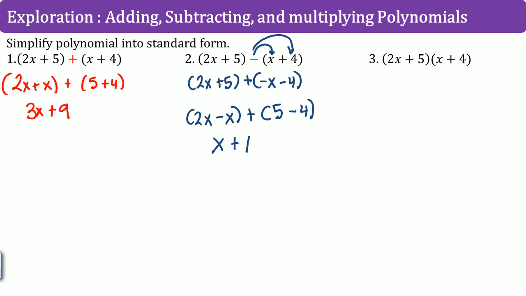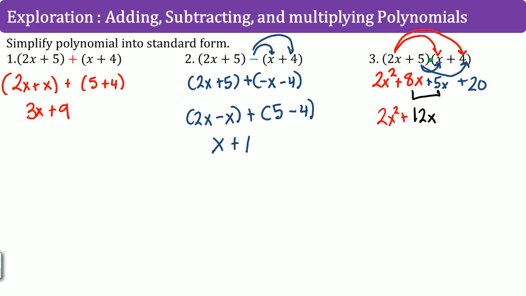When you multiply, make sure you are distributing each term to each. So the first one that we have is 2x times x. So you have 2x times x becomes 2x squared. Then you have the other part, 2x times 4 becomes 8x. On the bottom, we now distribute the 5. 5 times x becomes 5x. 5 times 4 becomes 20. We see some like terms. The like terms are 8x and 5x. That becomes 12x. Bring everything else down. 2x squared plus 12x plus 20.